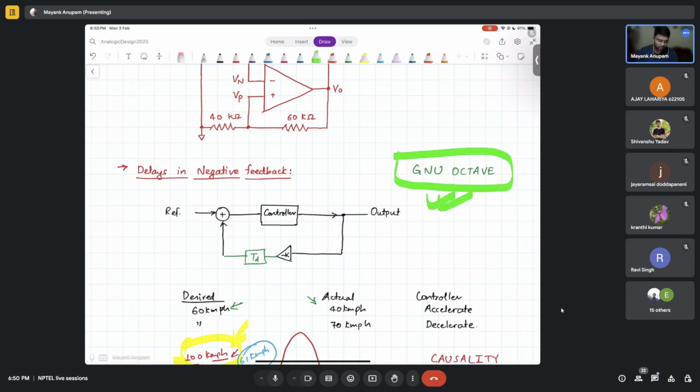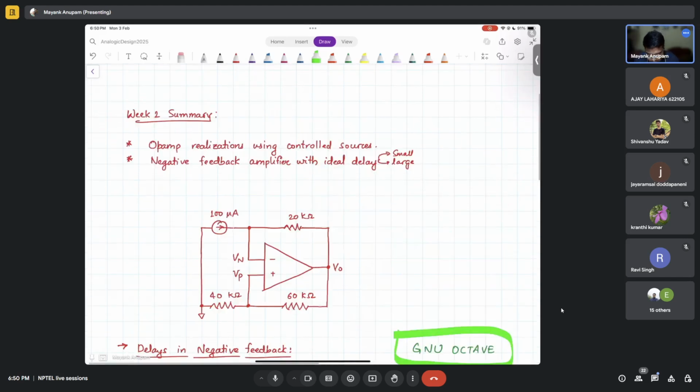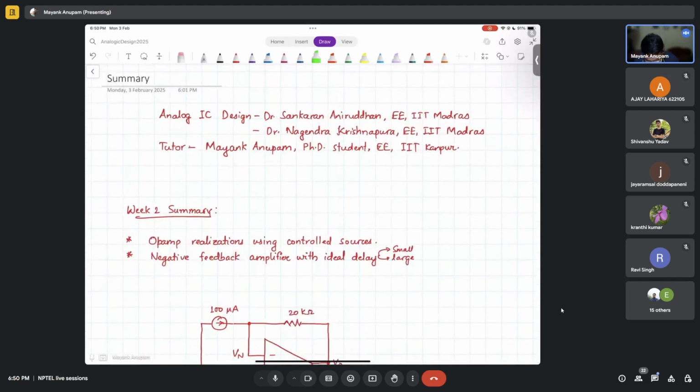In fact, all the equations that were covered in week 2, please go back and plot them all on Octave, and you should get the same kind of plot that Professor Nagendra was showing in his lecture. All right, so now I think that is done.